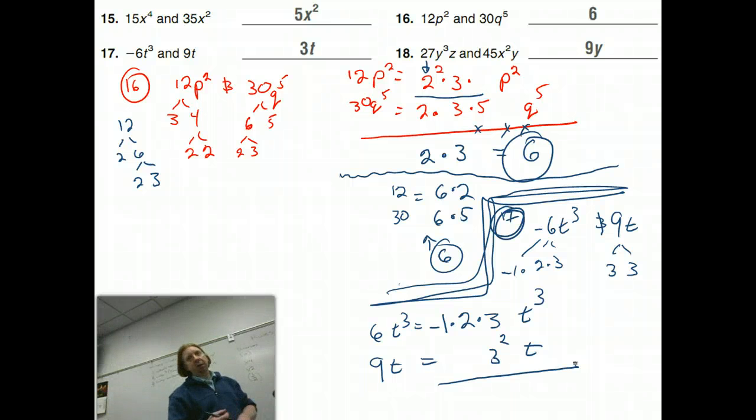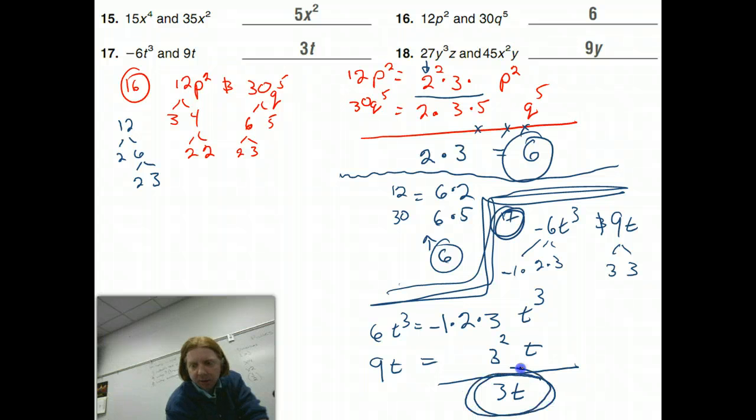The negative 1 is not common. The 2 is not common. The 3 is, but just one 3. So write that down. And then the t. So that must be my final answer.